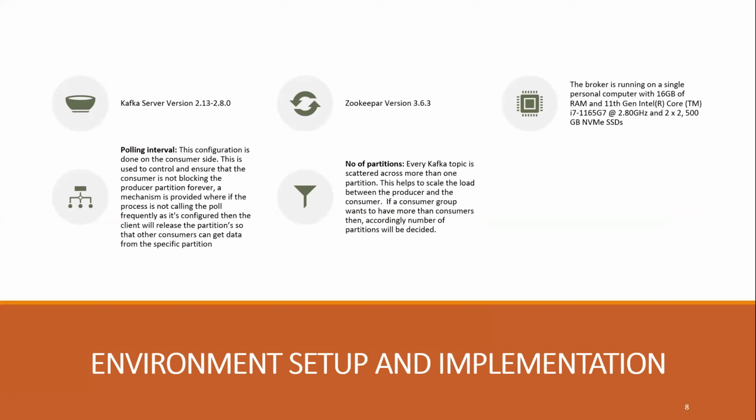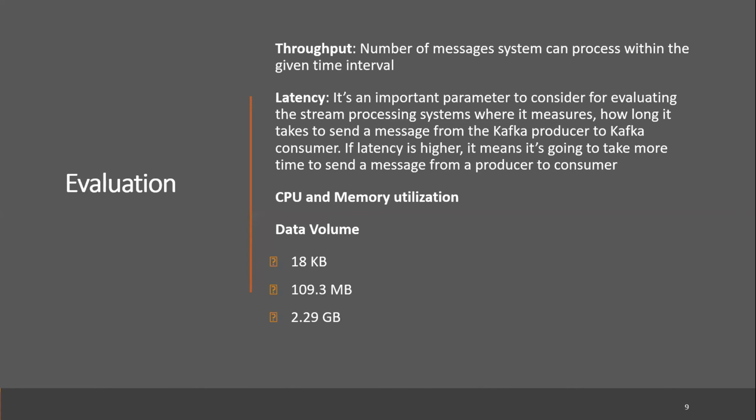Sure. I'll briefly touch on the environment setup and implementation. In these test runs, we use the polling interval and the number of partitions. The polling interval is the interval for how many seconds the producer will be connected to the topic, and the number of partitions is how many nodes a specific message is scattered across, as we say that Kafka is distributed. We tweak these parameters and have evaluated the impact of tweaking them on the basic criteria.